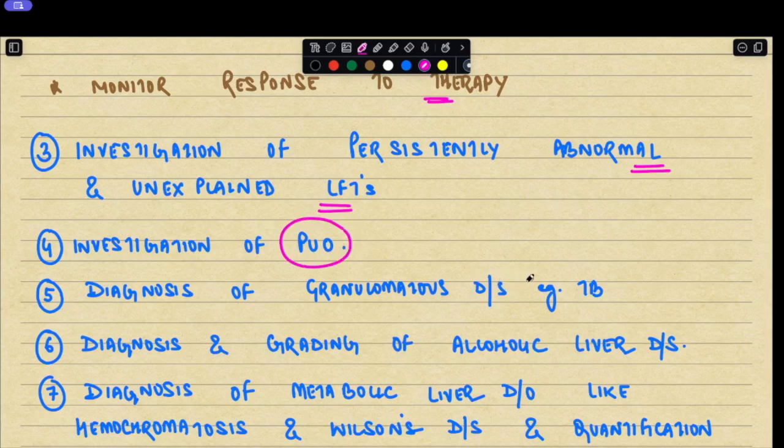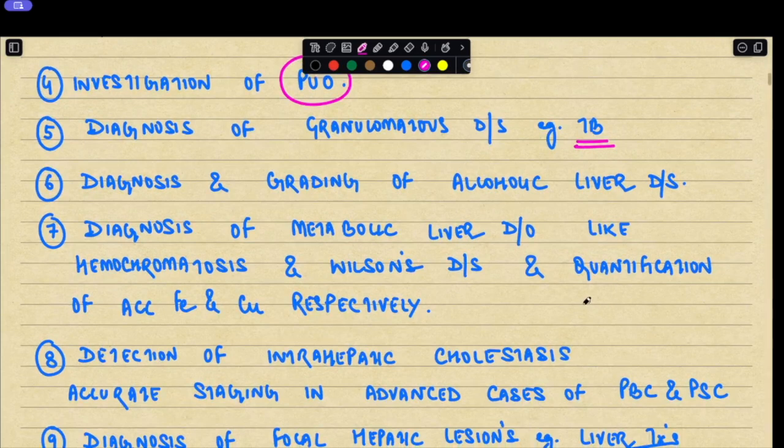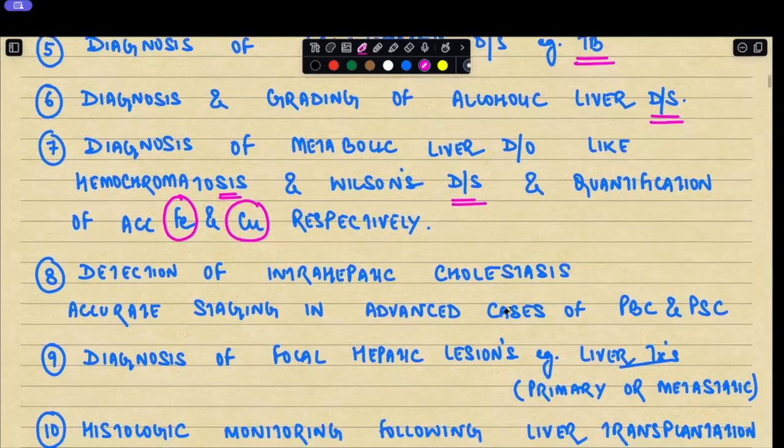For diagnosis of granulomatous disease also, for example tuberculosis, you can do the liver biopsy. Then it is also done for the diagnosis and grading of alcoholic liver disease, and diagnosis of metabolic liver disorders like hemochromatosis and Wilson's disease, as well as quantification of accumulated iron and copper respectively. As we know, in hemochromatosis there is iron accumulation, in Wilson's disease there is copper accumulation.